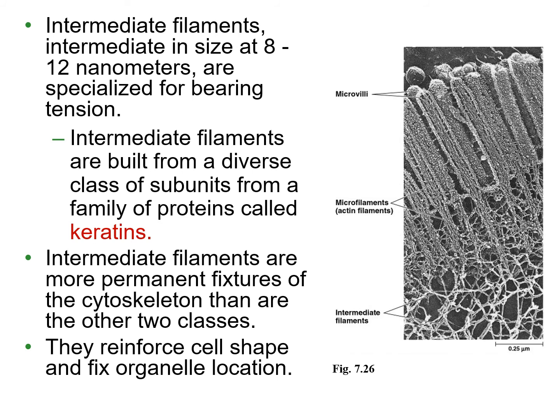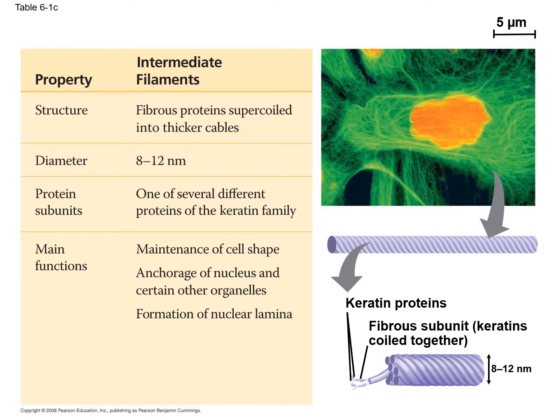They provide anchorage to many organelles, like the nucleus and others, which show no or very little motility inside the cell cytoplasm. Okay, that is the basic difference or basic properties of these intermediate filaments that we are going to see now: the structure, diameter, protein type, and main function.